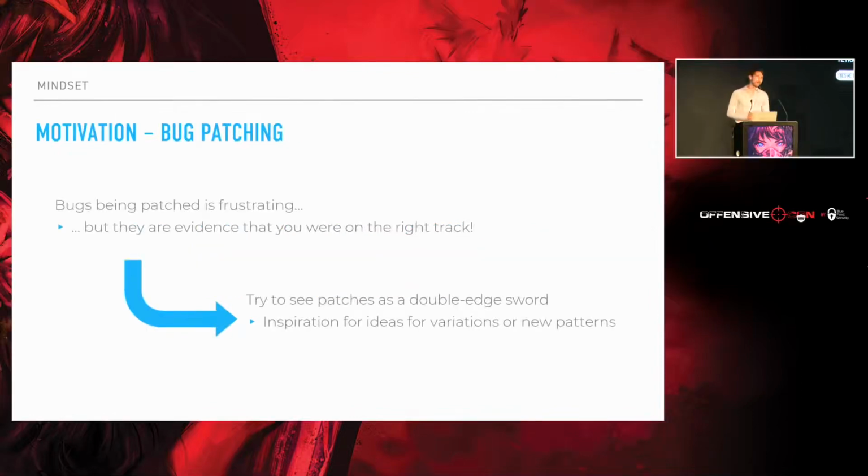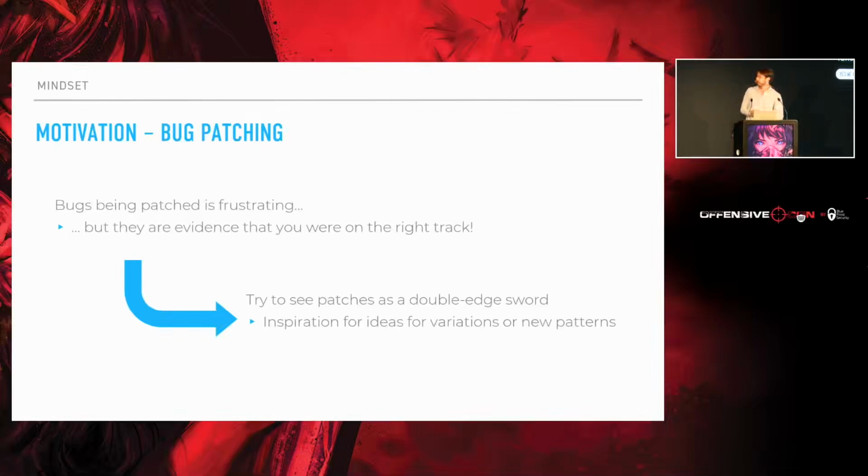I can't really talk about motivational problems in vulnerability research without talking about bug patching, because it can be pretty brutal. Bugs being patched is a really frustrating experience, but if a security patch comes out for something that you already found, it's also kind of evidence that you're on the right track. You understand what vulnerabilities look like in the context of this code base, and it's just been validated for you. So that can be some motivation to keep going. But it can be frustrating.